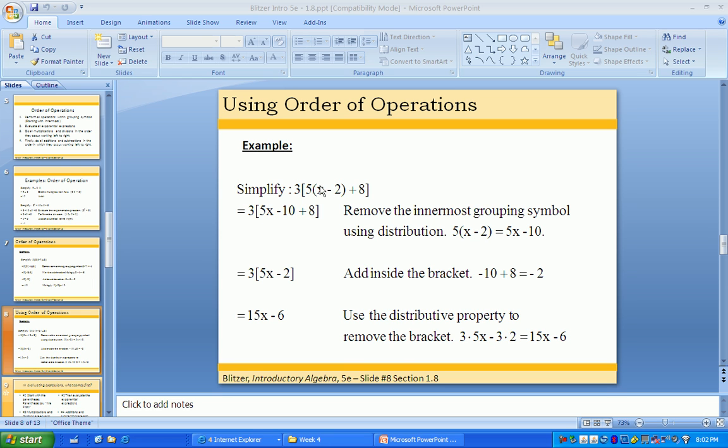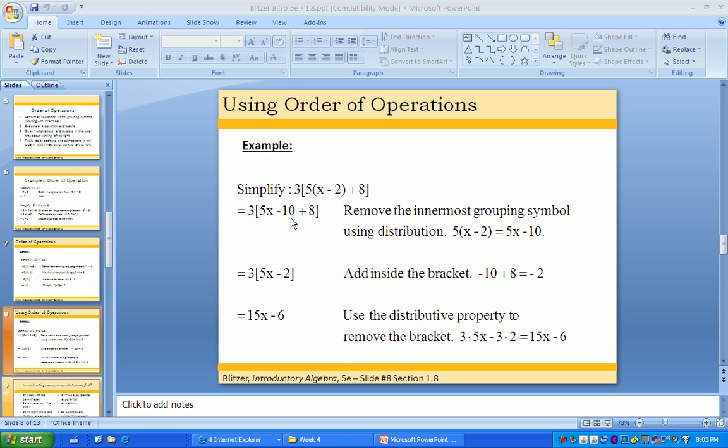Work from inside out. Well, we can't combine x minus 2. The x and the minus 2 don't combine. So the next thing we do is multiplication. We use a distribution of the 5 to distribute to both. So we get 5 times x, it's 5x, and then 5 times negative 2 is equal to negative 10. So now we have the 3 terms inside the brackets and the 3 still outside.